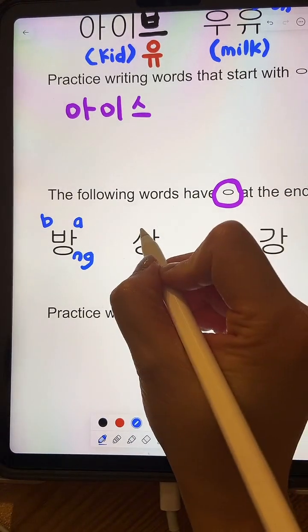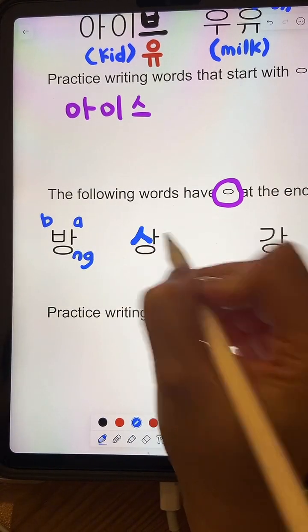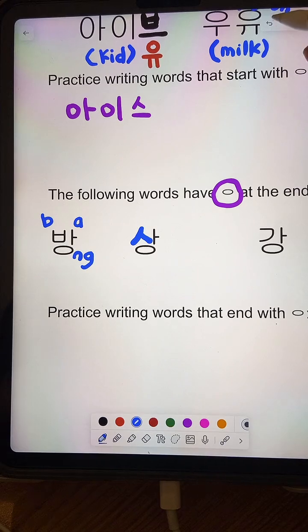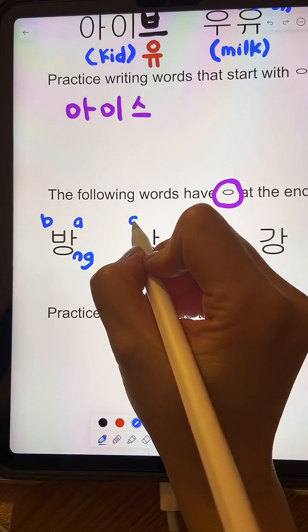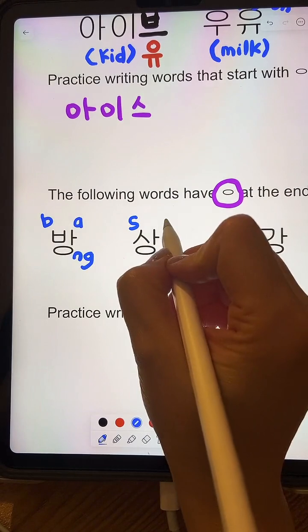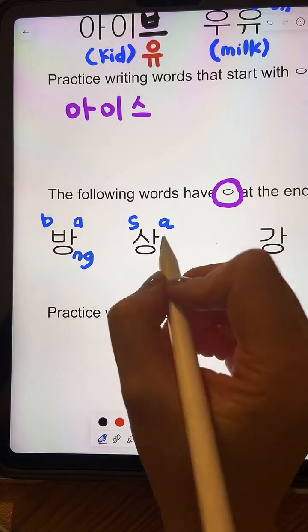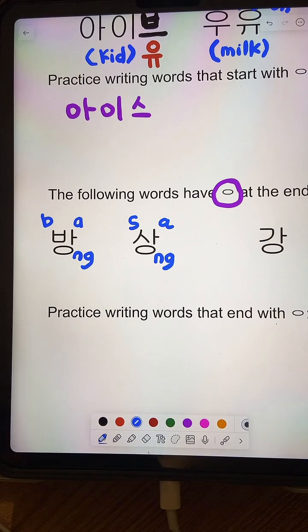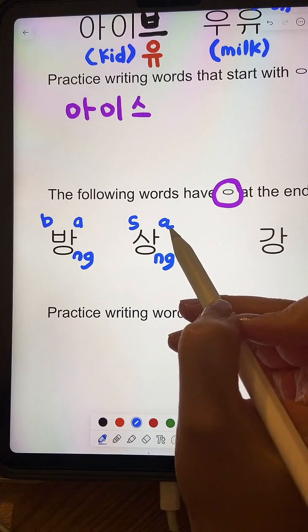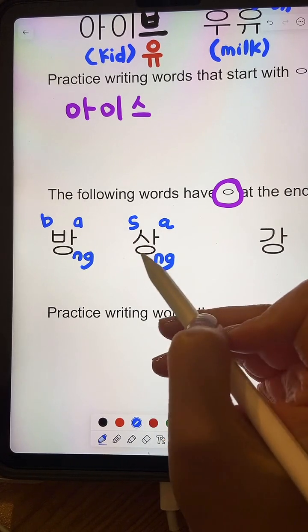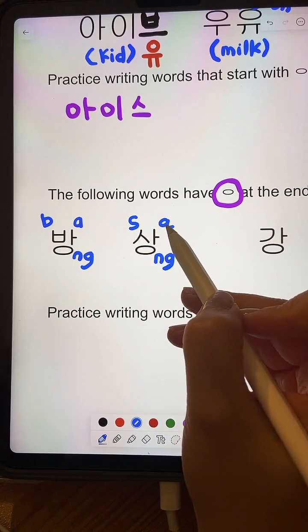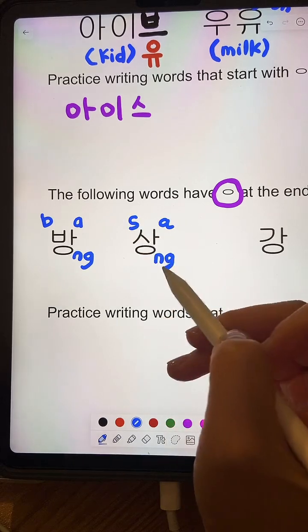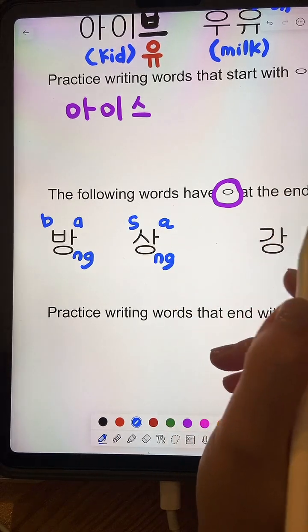Then what would the next one be? The only difference, do you notice? It's the first letter, right? So it's the S sound. Sang. Good. Don't say sang. Don't focus on the English alphabet. Just focus on the Korean. We're using this just to refer to it, right? So it's sang. Sang.